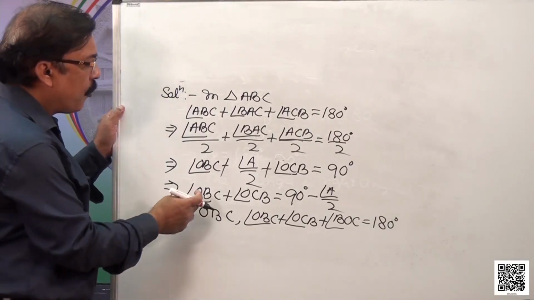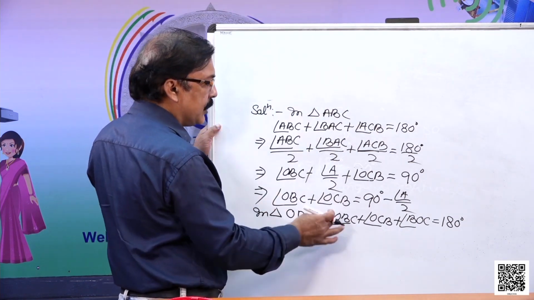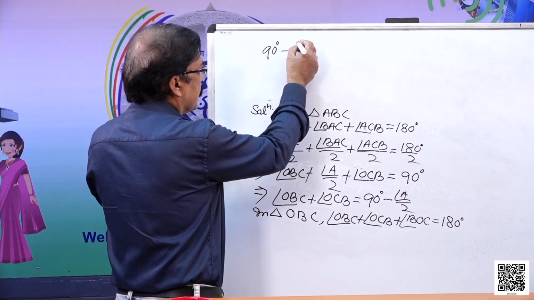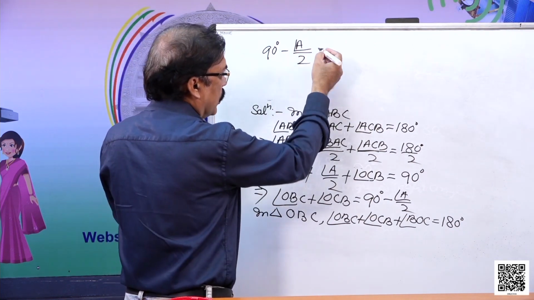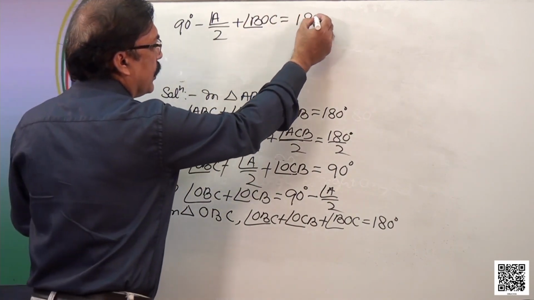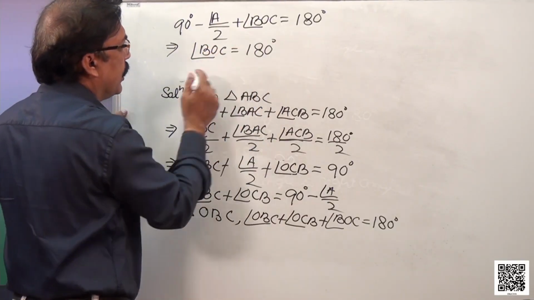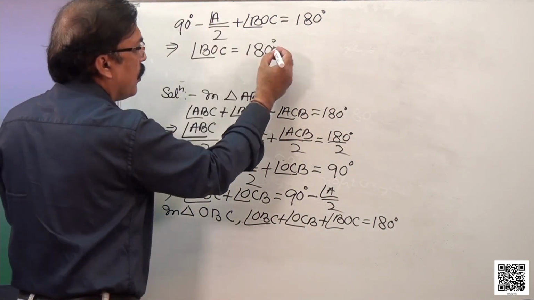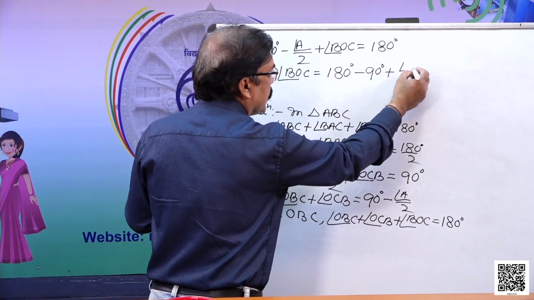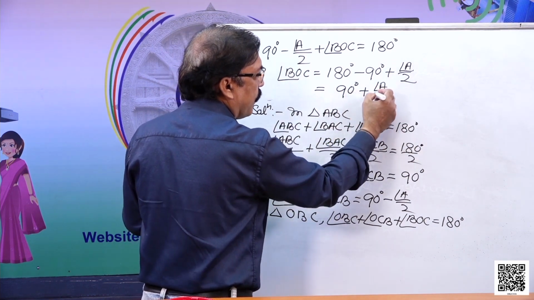Now, we have OBC plus OCB as 90 degree minus A by 2. So, we can write in place of OBC plus OCB, 90 degree minus A by 2. So, 90 degree minus angle A by 2 plus angle BOC is equal to 180 degree. This shows that angle BOC is equal to 180 degree, 90 is positive here, then we can write on the right side minus 90 degree. Here it is minus A by 2, we can write plus A by 2. And if we solve this, we get it is 90 degree plus A by 2.